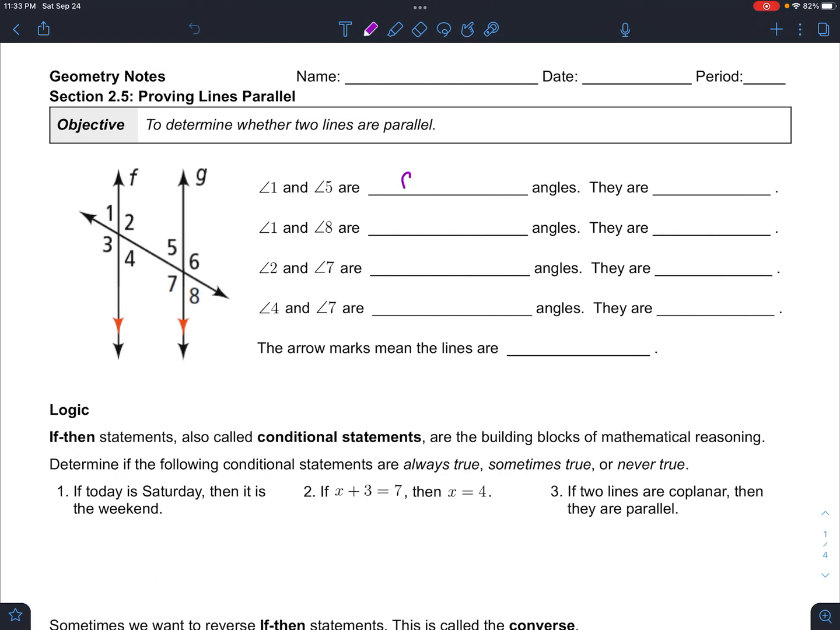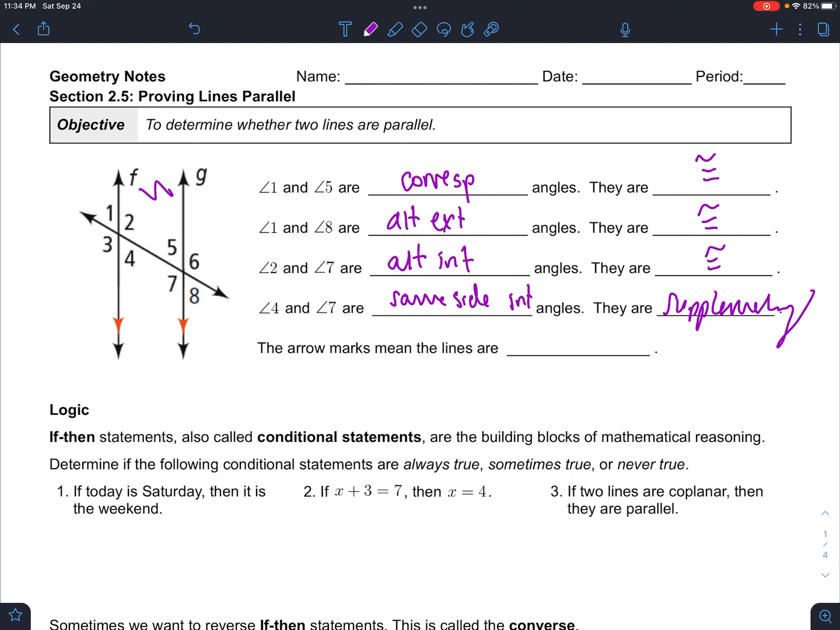So 1 and 5, those are corresponding angles. 1 and 8 are alternate exterior angles. 2 and 7 are inside of the parallel lines, so they would be alternate interior angles. And 4 and 7 are same side interior angles. Now, if you remember, for these 4 angle pairs, all of them are congruent under parallel lines except for same side interior, in which case those were supplementary.